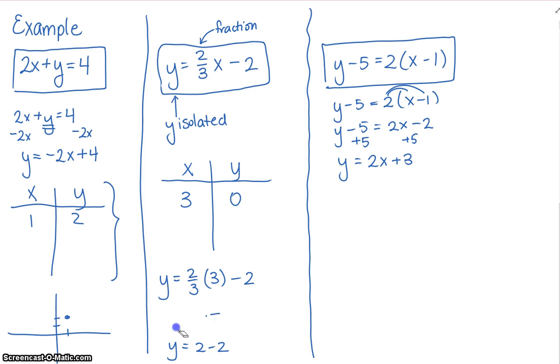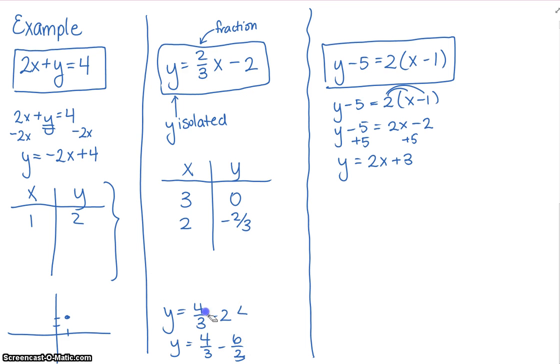Now if I was to use a different value in here, let's say something that was not a multiple of 3, you're going to end up with 4 over 3 minus 2. You'd have to find a common denominator, which is totally fine. You can do this. 6 over 3. So then we'd have negative 2 over 3. So if I did decide to use 2, I would get this, but it's just not as easy to plot.